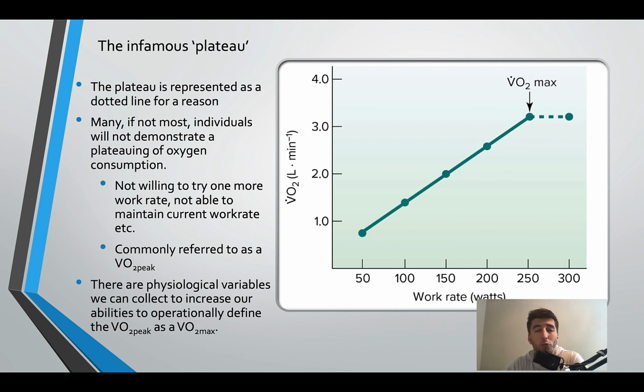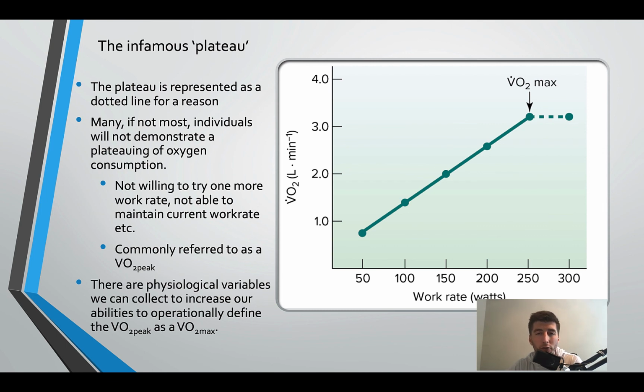If you have an individual that does not hit that very clean plateau, or you increase the work rate and their VO2 does not change, and they sustain that work rate and their VO2 still has not changed, then it's going to be called a VO2 peak. A VO2 peak is the maximal volume of oxygen consumption that you saw that they were able to attain but not maintain, essentially.